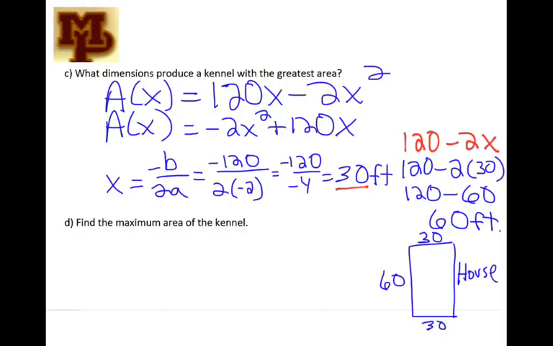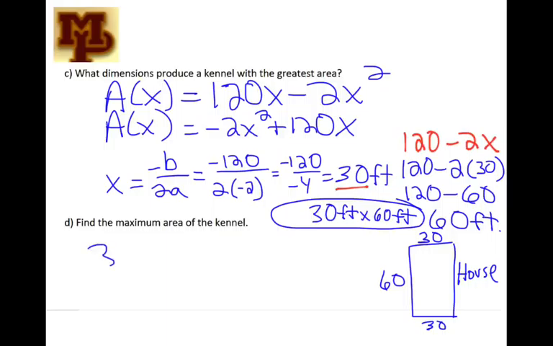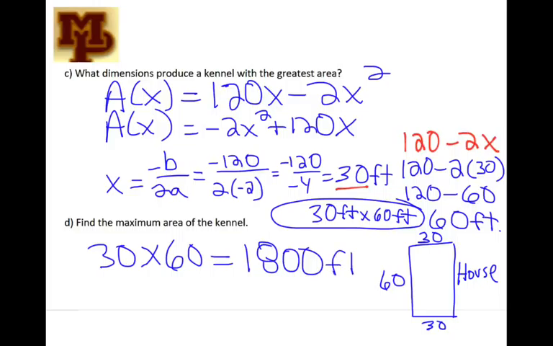So the question on the last one is find the maximum area of the kennel. So if your dimensions are 30 feet by 60 feet, those are the dimensions, then the maximum area is just multiplying those two together. So we have 30 times 60 equals 1800, and since it's area, it's square feet. Feet times feet is square feet. So 1800 square feet. And of course we'd get the same answer if we take the 30 and plug it into the function.